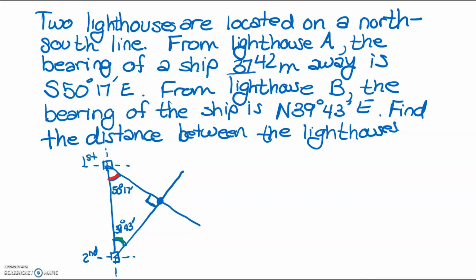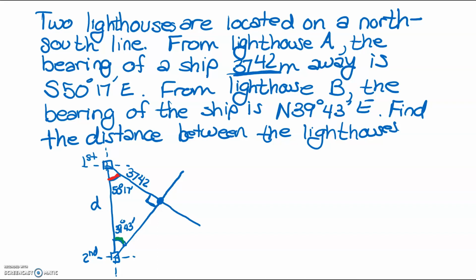So it does say from Lighthouse A, the ship is 3,742 meters away. So this is 3,742 meters. This is my ship right here. It says find the distance between the lighthouses. So they want us to find the hypotenuse. I don't really care which angle you use.